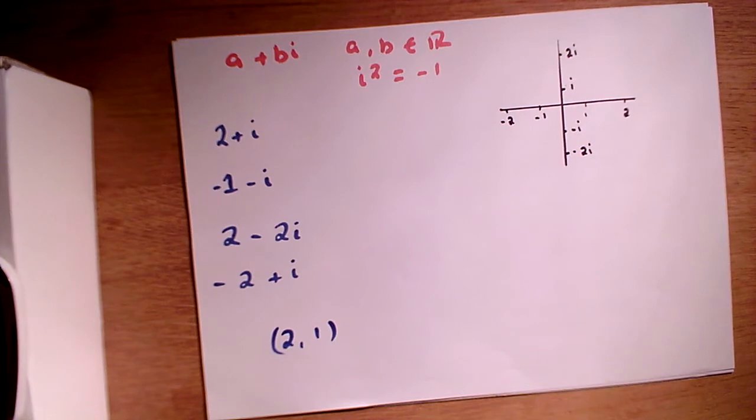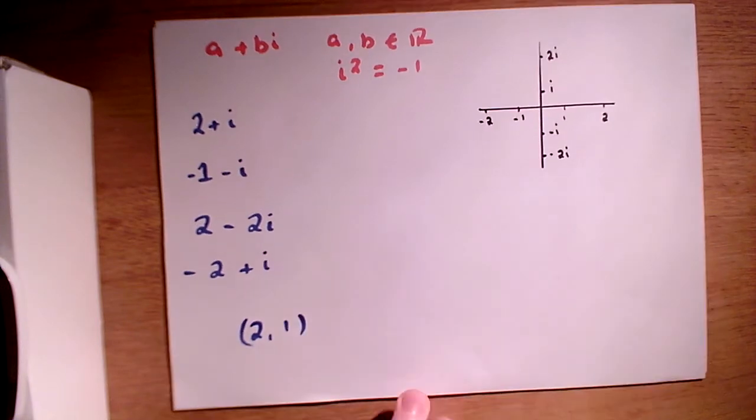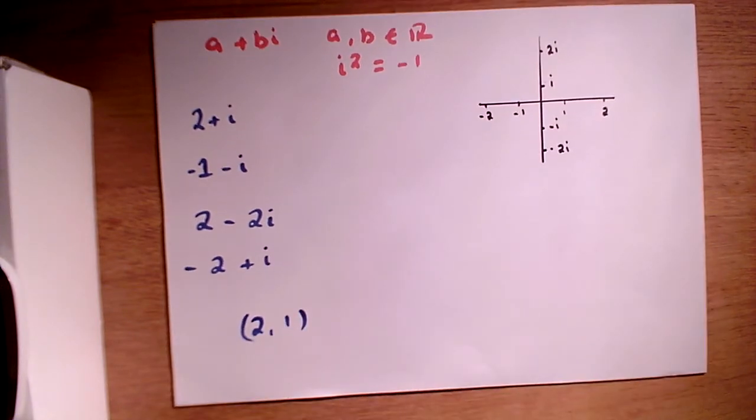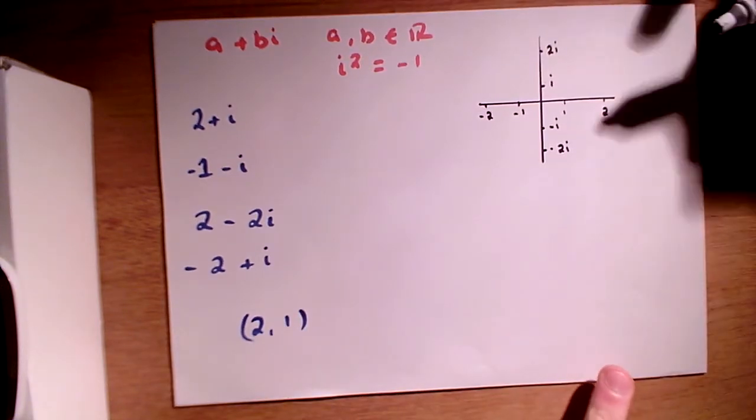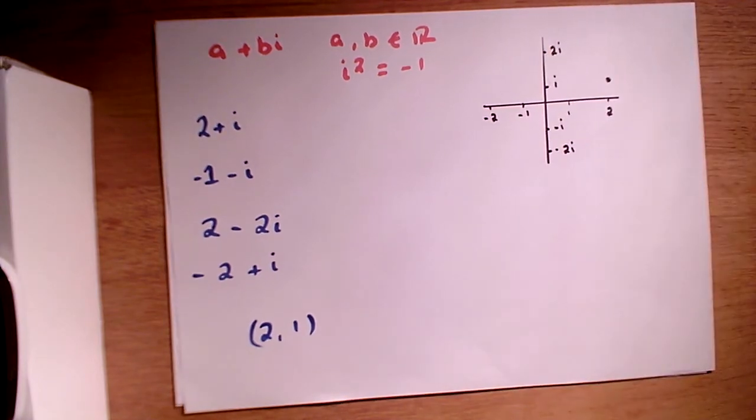let's look at our horizontal axis first. So our value is 2, so it's going to be somewhere along here, okay? And then our i value is just 1i. So if we were to go ahead and plot that, we would find that it's right there, okay? It's at that point. That is the complex number 2 plus i, and it has been plotted.